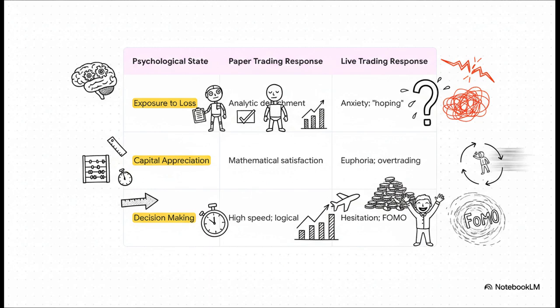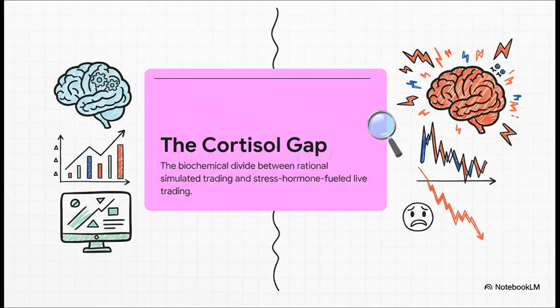When a trade goes well in a simulator, you feel a mathematical satisfaction. But a real win triggers euphoria, which leads to overconfidence and throwing your strategy right out the window. Decision-making goes from fast and logical to slow, hesitant, and fueled by a massive fear of missing out. We can actually give this a name, the cortisol gap. It's the real biochemical divide between these two worlds. See, in a simulator, the logical part of your brain, the prefrontal cortex, is in the driver's seat.